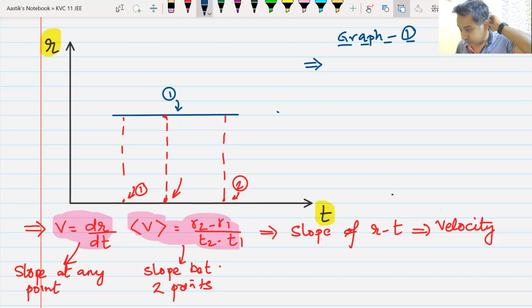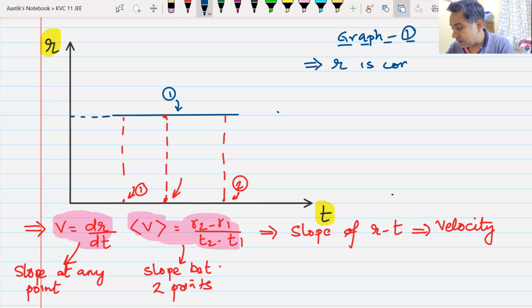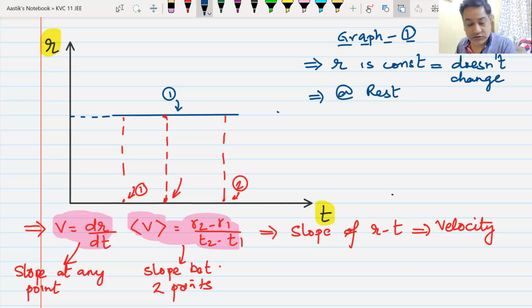Velocity, sir. What about the position first? It's a position time graph. So the first thing you must tell is the position. What is happening with the position? The position is constant. It does not change. It is at the same position. If the position does not change, that means the particle is at rest. Do we understand this?